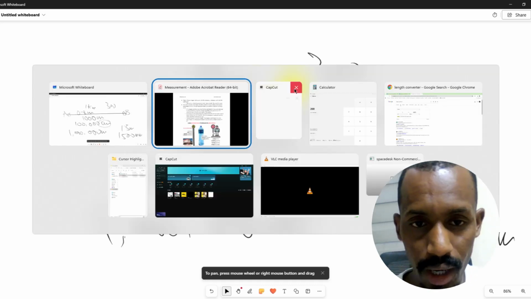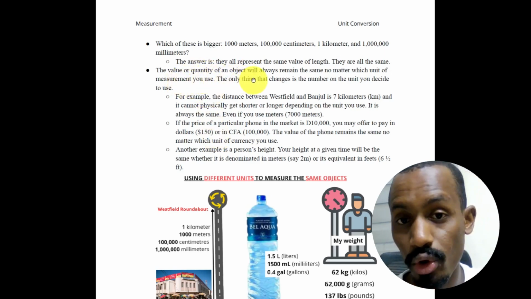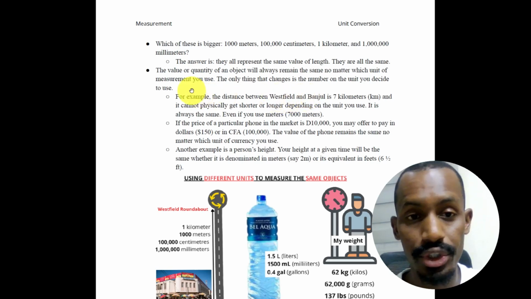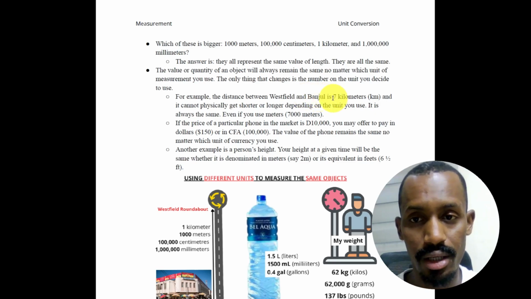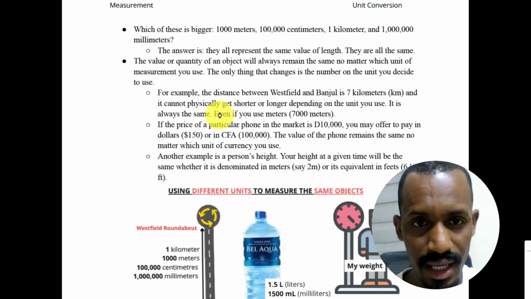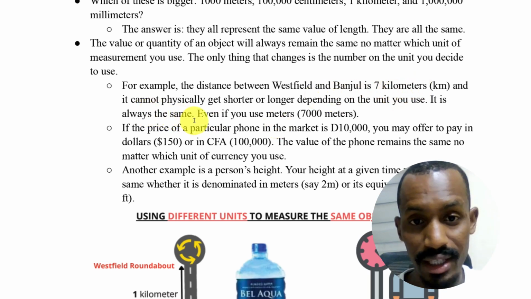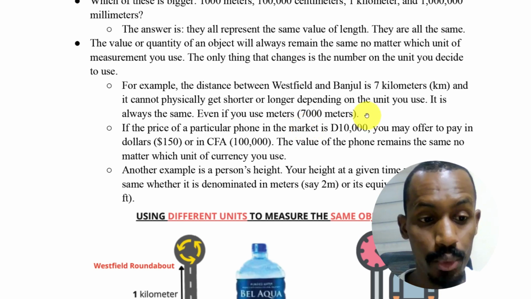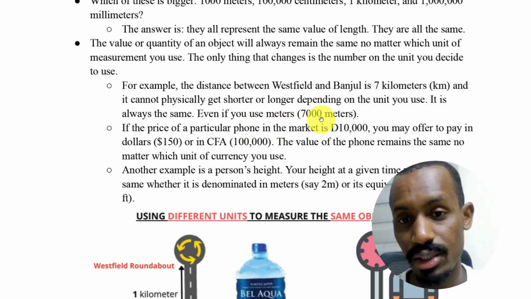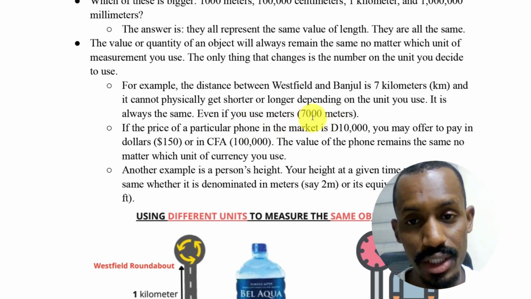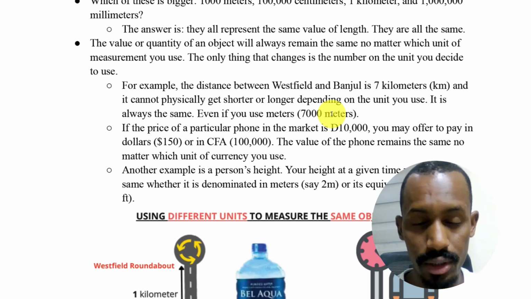So this is how we convert units. We say that the value of a quantity of an object will always remain the same no matter which unit of measurement you use. The only thing that changes is the number on the unit. I think I gave an example here. The distance between Westfield and Banjul is 7 kilometers. It cannot get shorter or longer depending on which unit you use. If you use meters, it will be 7,000 meters. Just because you say 7,000 doesn't mean that now the distance will be longer. It's just that the unit contains more numbers.